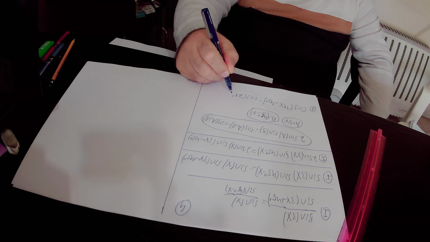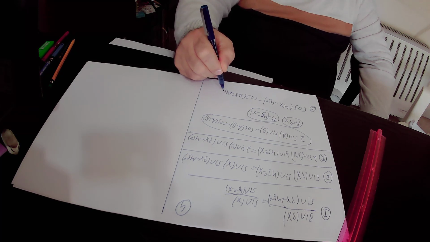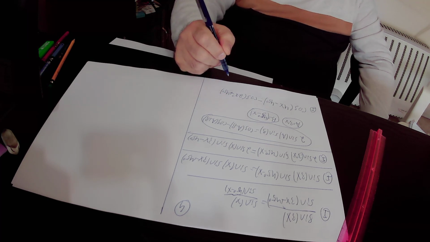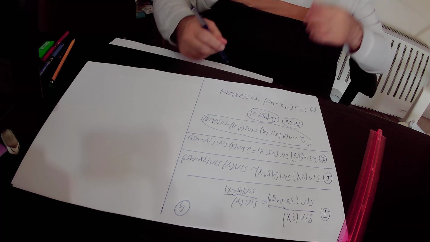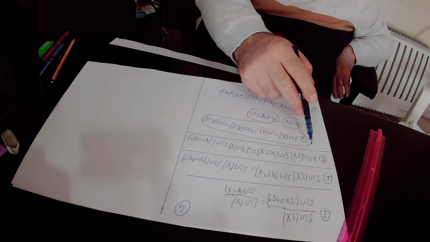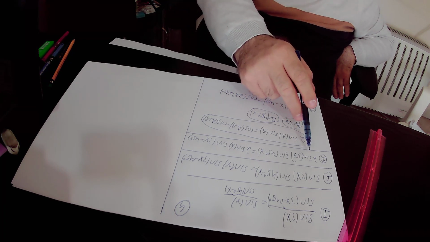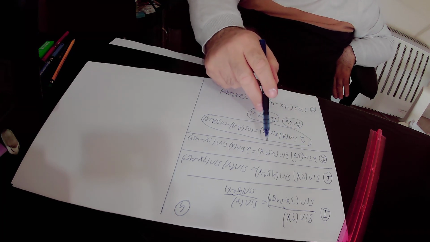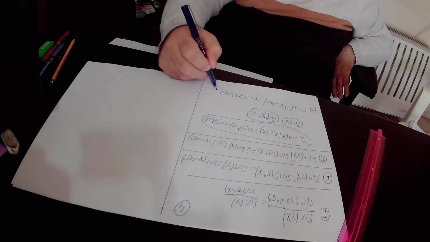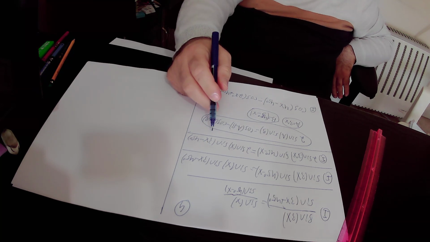And we have also 0 plus 45 degrees, which is 45 degrees. So we finished with this side of the equation, the left side of equation number 1. We will continue with the right side of equation number 1.